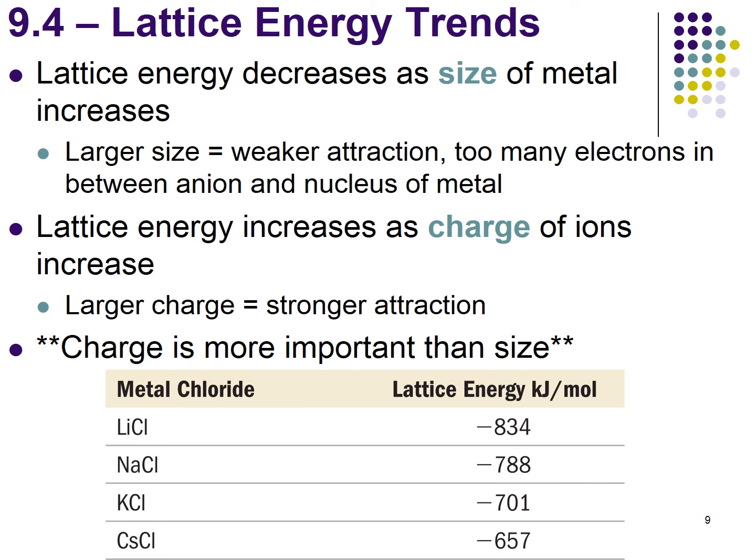Now we can predict lattice energy based on trends. The lattice energy will decrease as the size increases because a bigger atom means that there's going to be less of an attraction because there's more electrons in the way of the nucleus. And as the charge increases, the lattice energy increases. So as we have a +3 versus a +2 versus a +1, that higher charge will have a higher attraction, which means a higher energy. You can think of lattice energy as how much energy it would take to separate those ions. The more attraction, the more energy it will take.